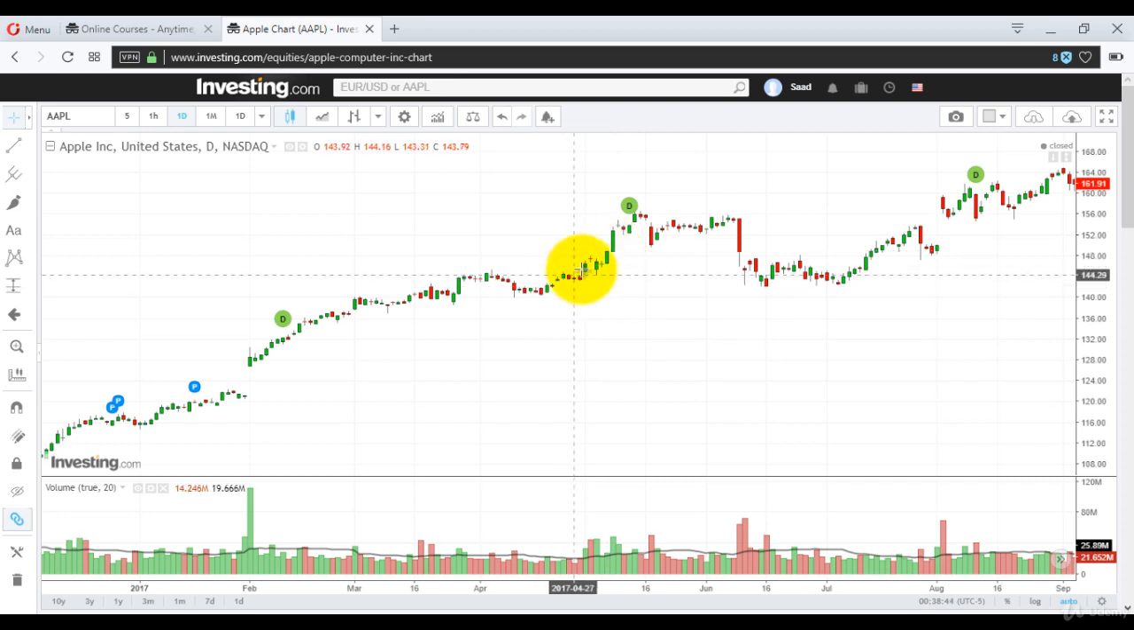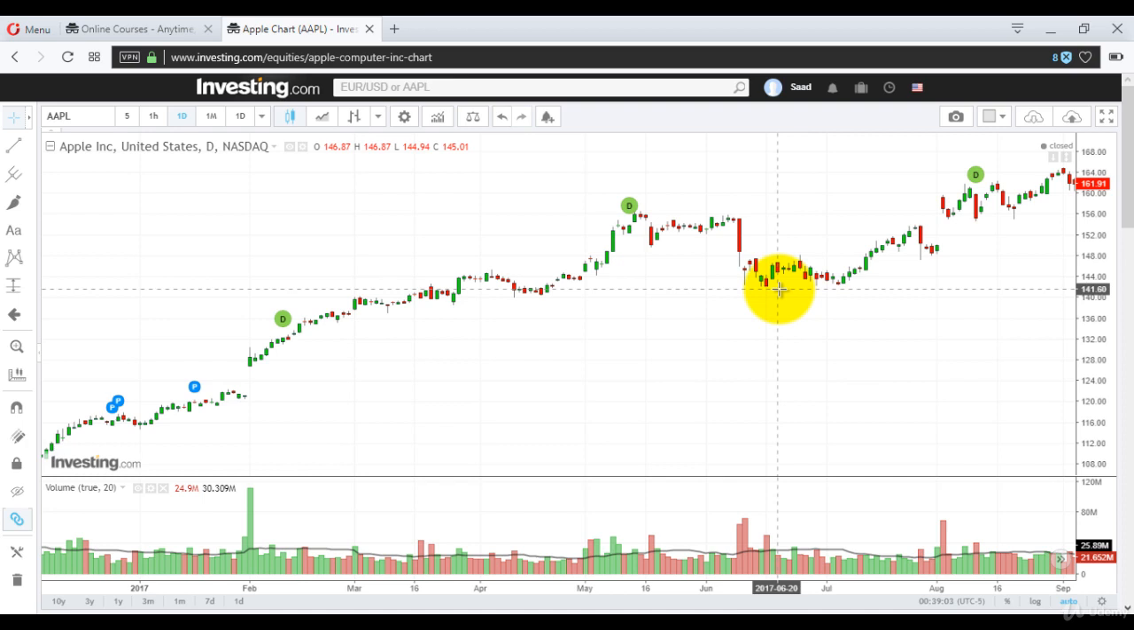For example, it was rising up. So it made a green candle up and it was continuing up. If it was falling, and let's presume this is a Marubozu, although it's not, it's considered a bearish pattern. Let me find one here. Yeah, this is also a Marubozu.